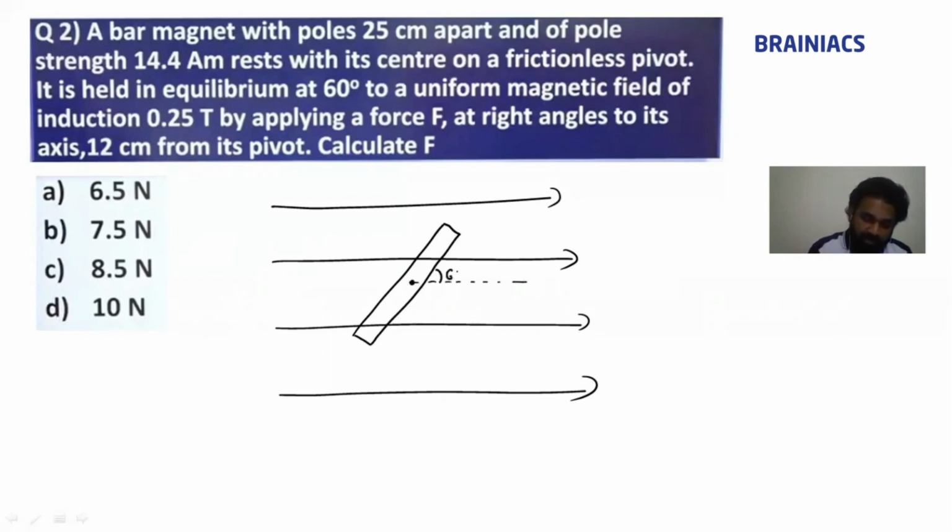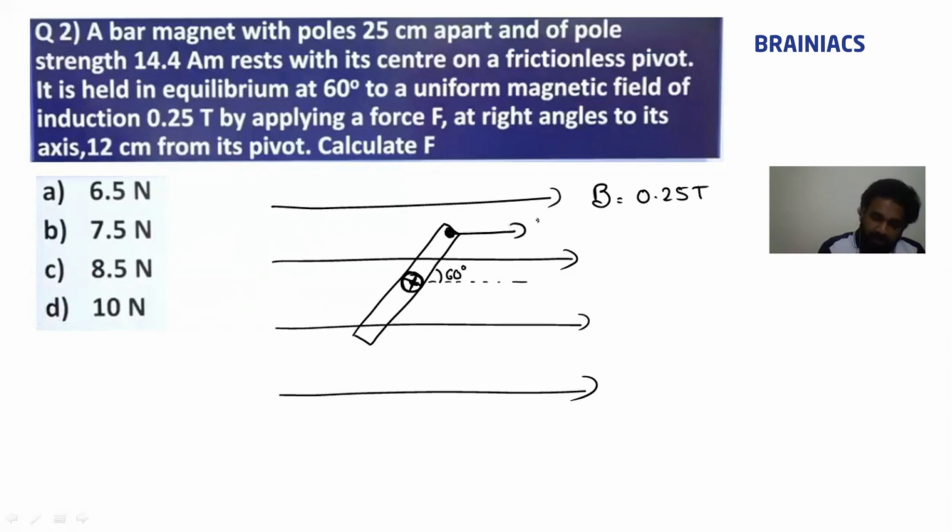Okay, so this is 60-degree, and this is with its center on a frictionless pivot. So it is rotating with respect to center. Now this magnetic field is given as 0.25 Tesla, that is also there. Now this is at equilibrium. So what are the forces available at this point?